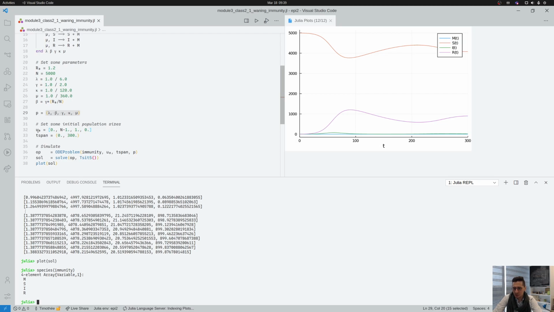Because when you need to give the size of the different populations in the u0 vector here, you need to know which is which. So the first position, second, third, and fourth, it is important to respect that.